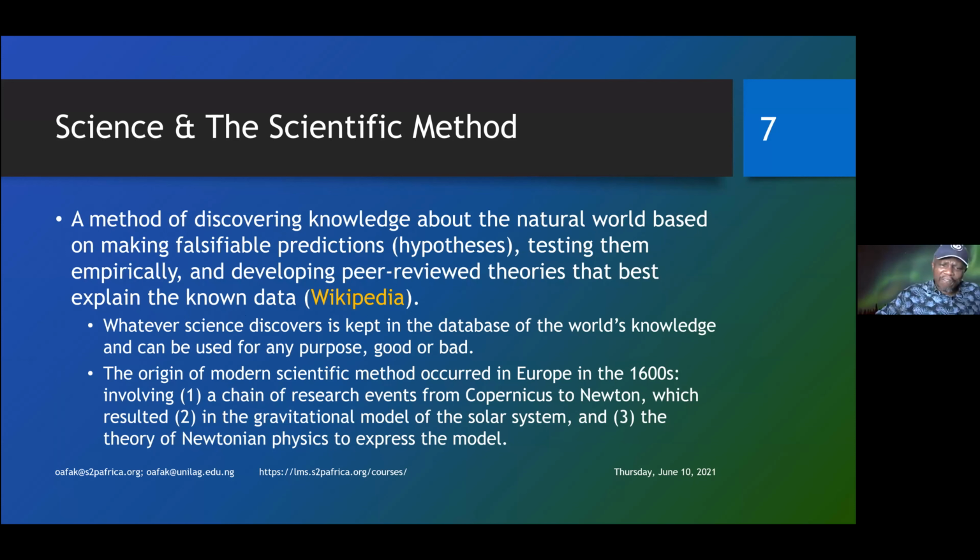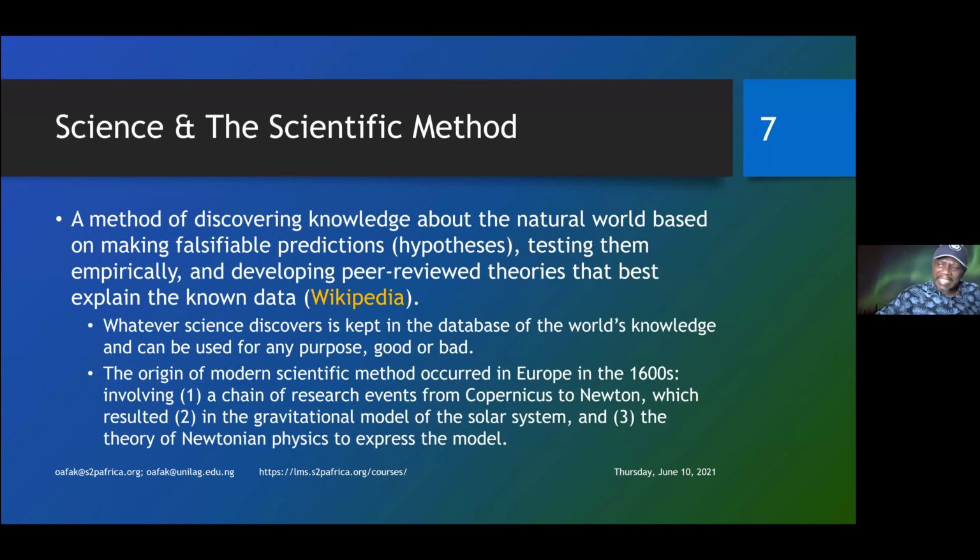The origin of the modern scientific method occurs in Europe in the 1600s, involving a chain of research events from Copernicus to Newton, which resulted in the gravitational model of the solar system. First of all, they found that it's not the sun revolving around the earth, it's the earth revolving around the sun, and the solar system is being held together by gravity. And the whole universe is a gravitational field. The theory of Newtonian physics was used to express this model.